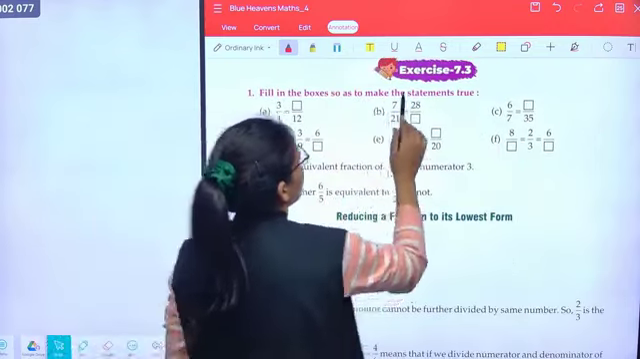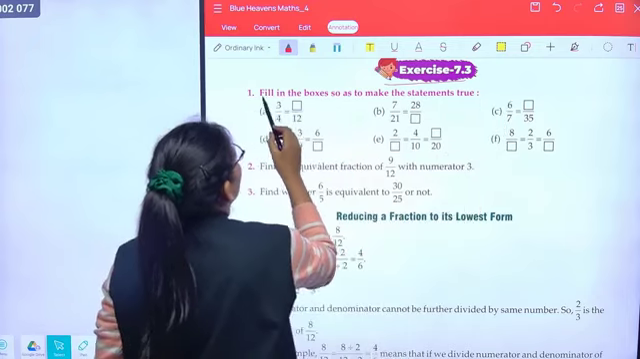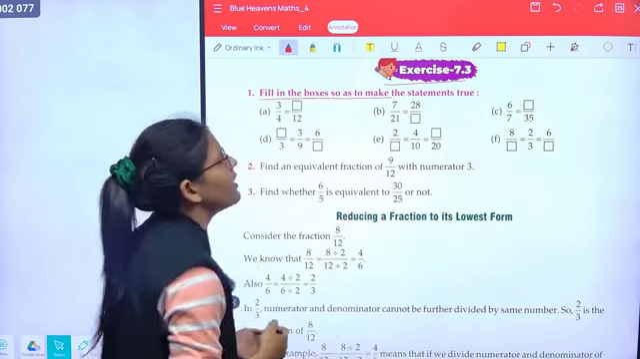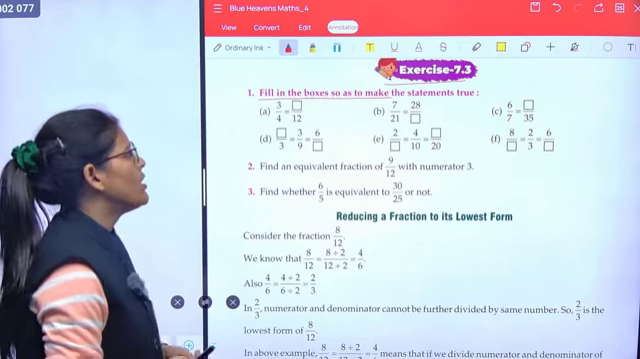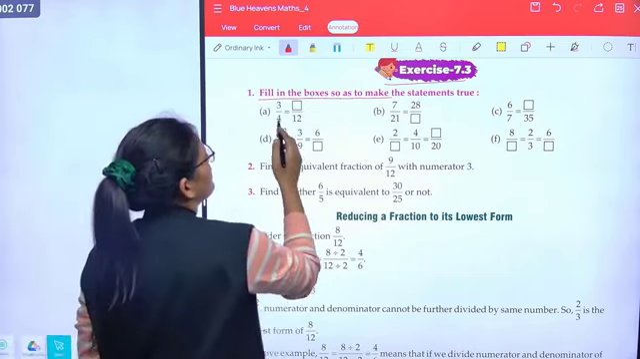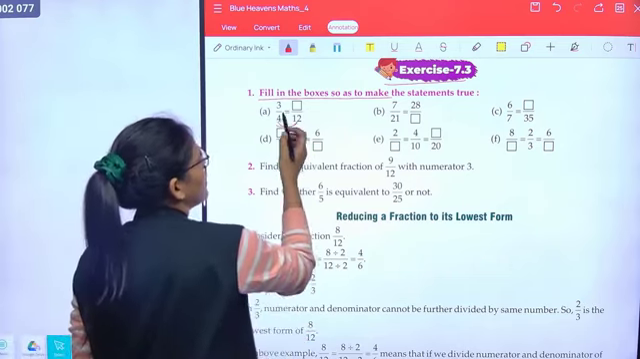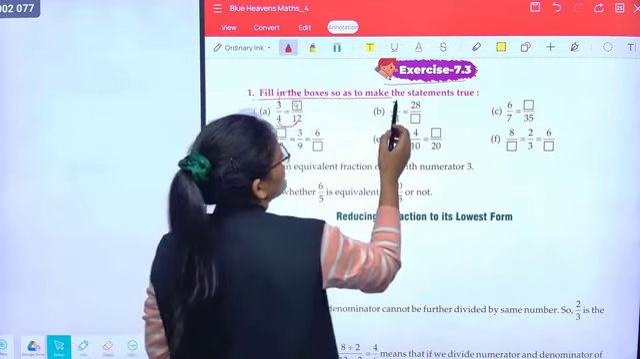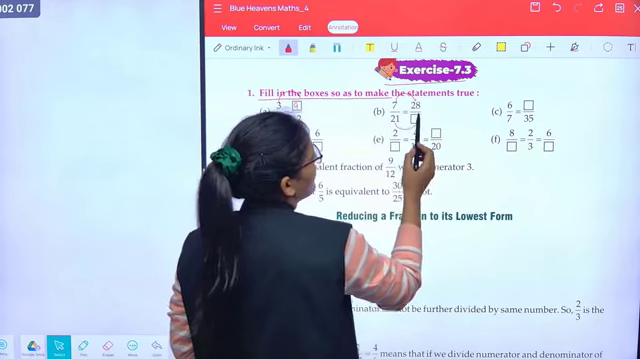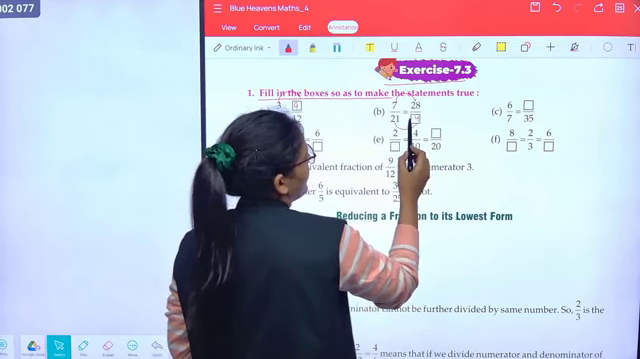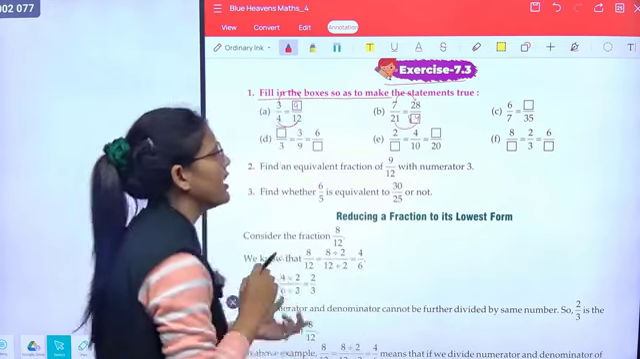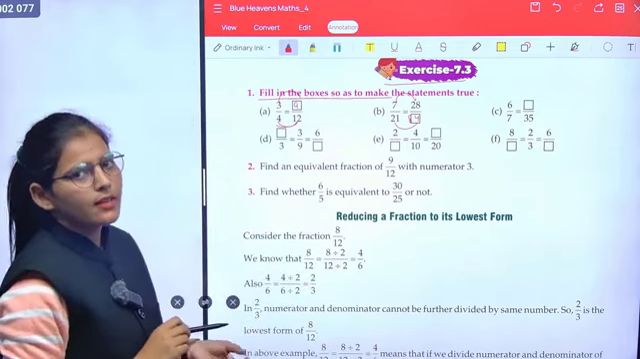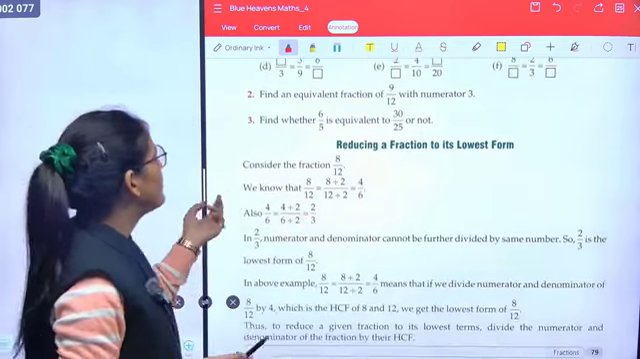Come to the exercise 7.3. Fill in the boxes so as to make the statement true. Again we have to make them equal. 4 3s are 12, 3 3s are 9, 7 4s are 28, 21 4s are 84. Okay class, now students, do the rest of the parts yourself.